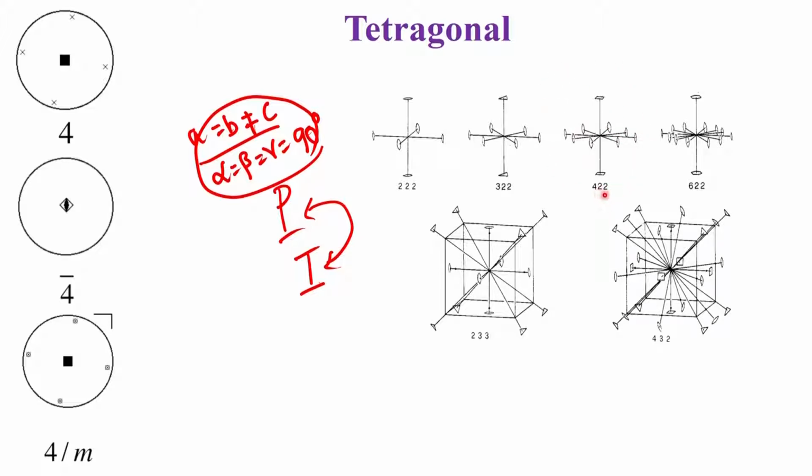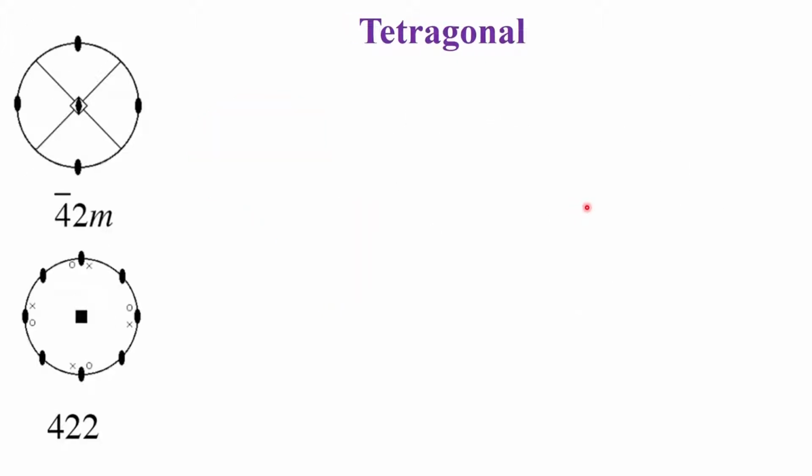So, 4 can go with a 2-fold as well as a 2-fold. That means, 4 can go with a mirror and a mirror. So, we have to consider all combinations of proper, improper and proper axis combinations, and so we get additional point group symmetries, which is 4-bar 2m and 4-2-2.